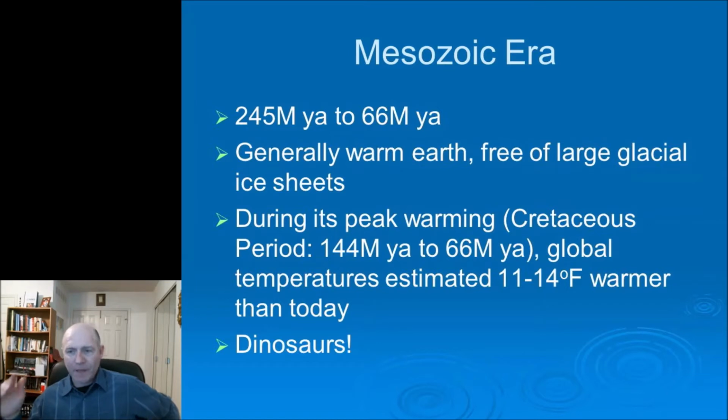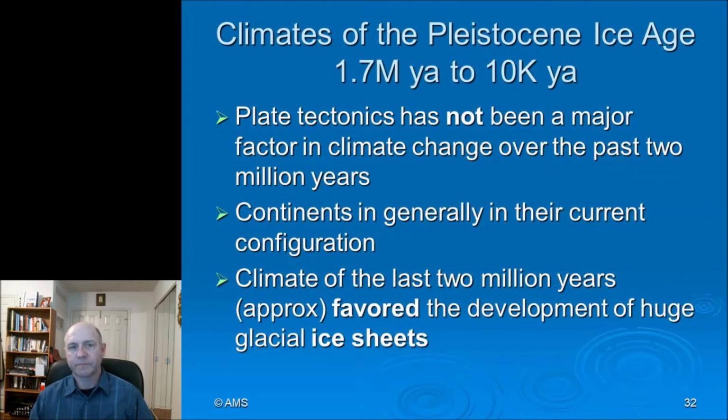But when we think about hot, it's not 30 or 40 degrees warmer. It's only 11 to 14, 10 to 15 in terms of a globally average temperature. And remember, global average temperature right now is about 60 or 61 degrees Fahrenheit. So when we think about what's the global average temperature, this is running about 71, 75 degrees Fahrenheit, globally averaged.